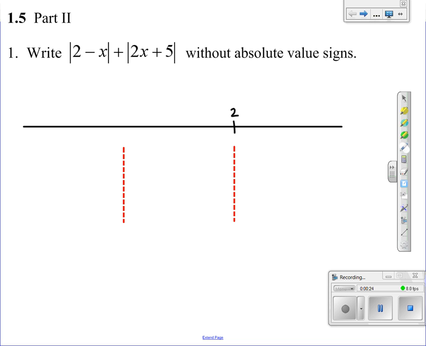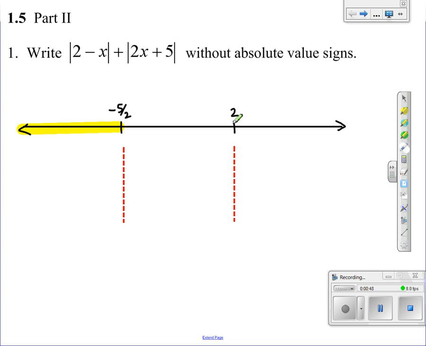And similarly here, the 0 for 2x plus 5 is minus 2.5 or minus 5 over 2. So those are kind of our reference points. And what we're going to look at is, well, what happens when it's less than minus 5 over 2? What happens in the middle? And what happens outside of it? So let's consider first on the left-hand side of minus 5 over 2. What do we know about that?